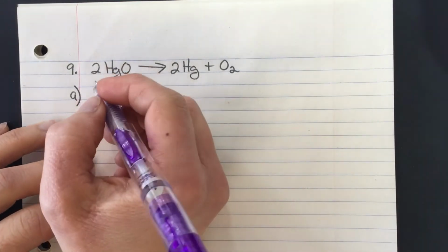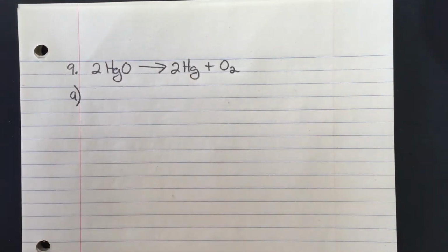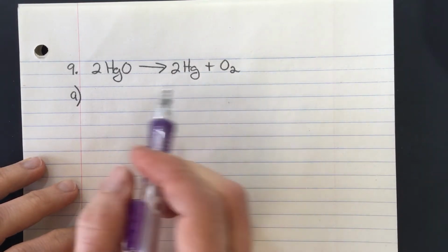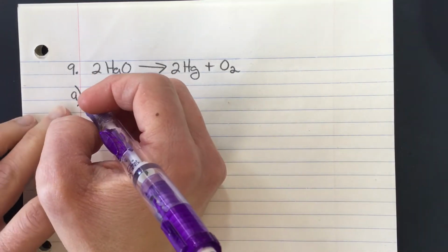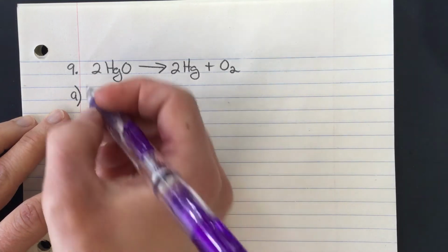So continuing on here. Number 9 says, Priestley discovered oxygen when he decomposed mercury 2 oxide into oxygen and mercury. And it gives us the equation here. A says, if 0.440 moles of mercury 2 oxide reacts, how many moles of oxygen will be produced?